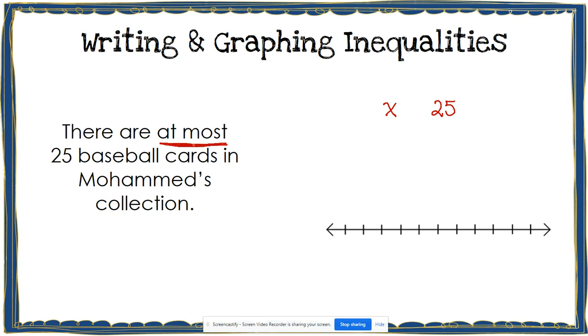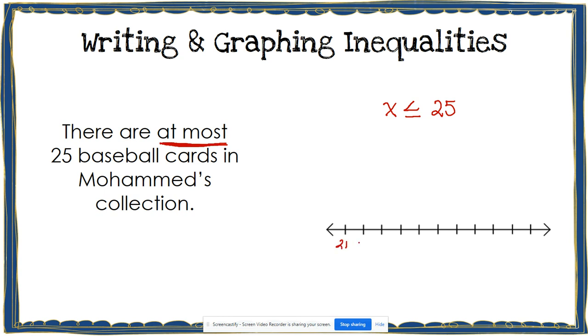means that Muhammad could have exactly 25, or he could have below that, because the most number of cards that he has is 25, which means he can have 25 or fewer. So the symbol that I'm going to use is less than or equal to, because I know he can have equal to 25 or he can have below 25.